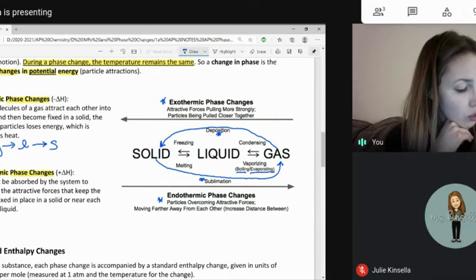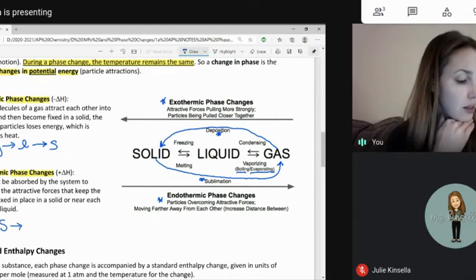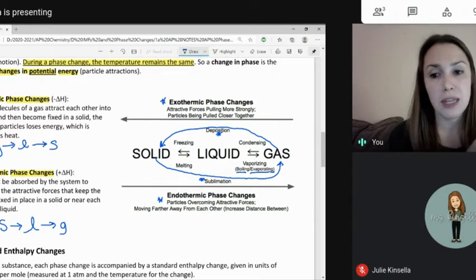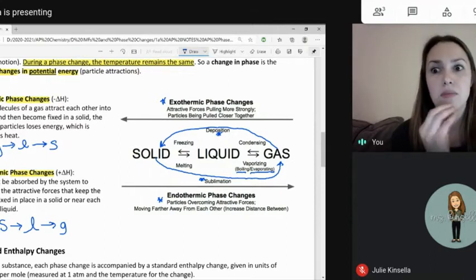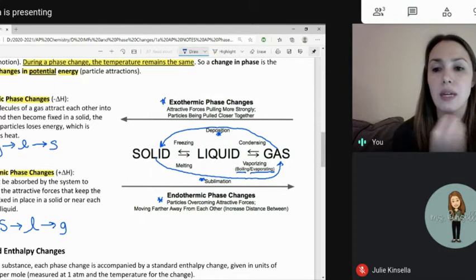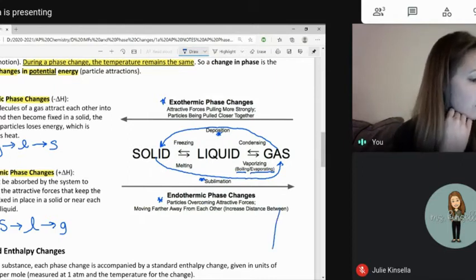So all of our endothermic phase changes are going to involve moving particles farther apart. So solid going to a liquid, going to a gas. And again, also involving sublimation, that solid to a gas. Okay, so make sure and spend the time understanding which are your exothermic and endothermic. And again, we're going to build on this a lot over the next couple of lessons.